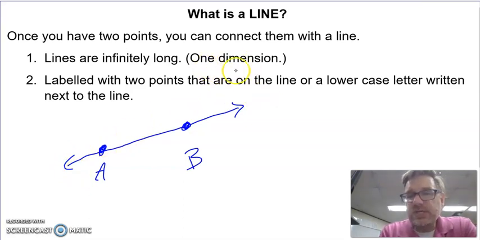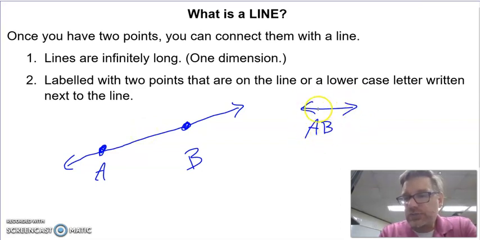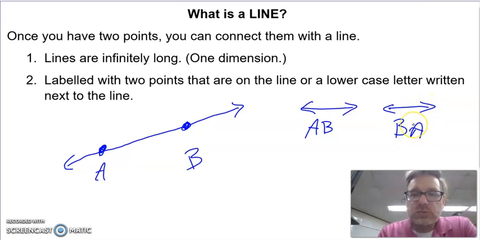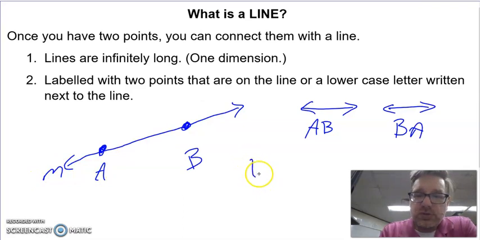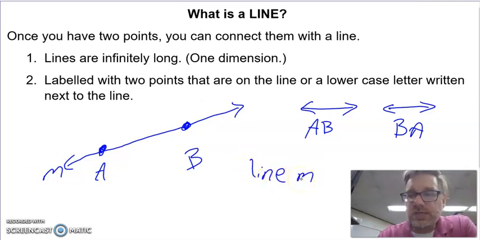It has one dimension, length. It's long. All it is is length. It is not that wide at all. And to name this line, I would call it line AB. It has 2 arrows on top because it goes on forever. Or I could call it line BA. Either way works. I could also, if there was a lowercase letter right beside it, call this line M. So all of those are ways to name our line.